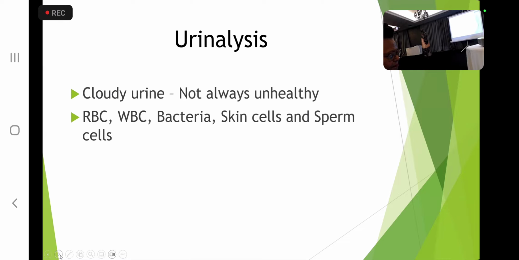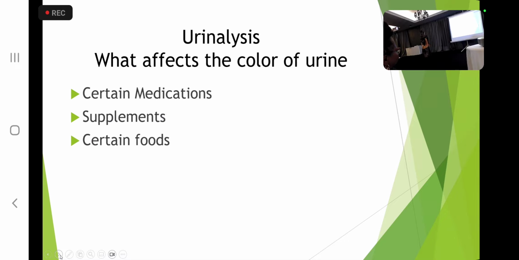Cloudy urine does not necessarily mean unhealthy. It could be red blood cells, bacteria. You can also find red blood cells, WBCs, which are white blood cells, bacteria, skin cells, and sperm cells in the urine that you need for urinalysis. What affects the color of urine? Like I said, certain medications, supplements, and certain foods.